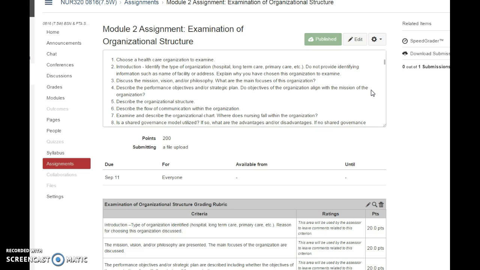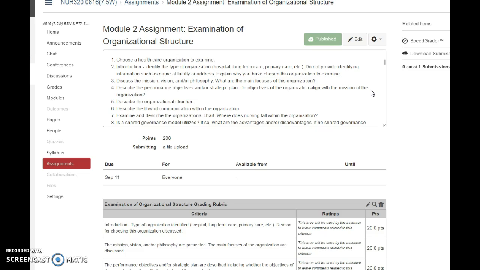And then you need to identify what kind of organization is it? Is it a hospital? Is it long-term care? Whatever you've decided to do. Then explain why you've chosen this. Is this something that you work there? It's important to you. You're considering working there. So give an explanation about that.